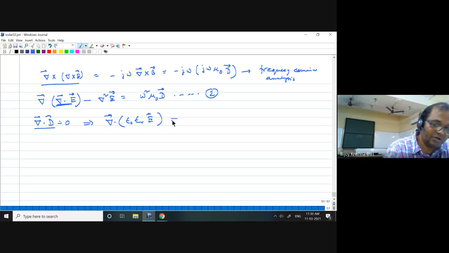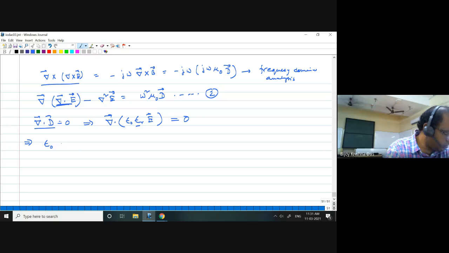Okay, that is actually 0. But if you are just considering this is space dependent, that means xy dependence is there, then we can write something like that. Epsilon 0, that is constant, can be taken out, and then we can write whatever the things.